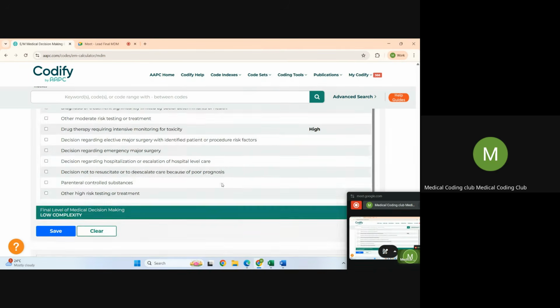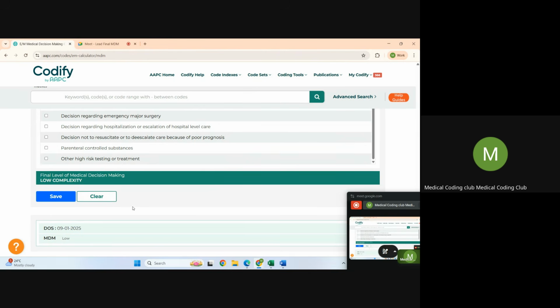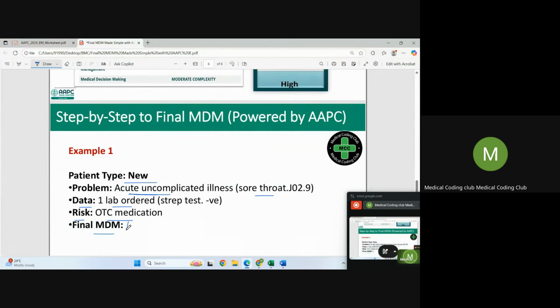So now go back to your MDM. The overall MDM you are getting is low. Low MDM is the final MDM. So easily you can get your MDM utilizing the AAPC calculator. For example one, the final MDM is low.